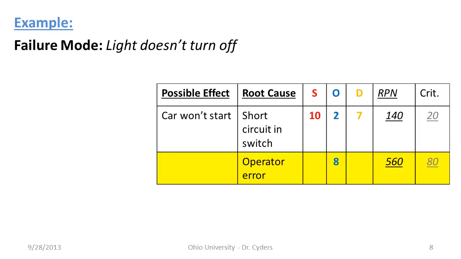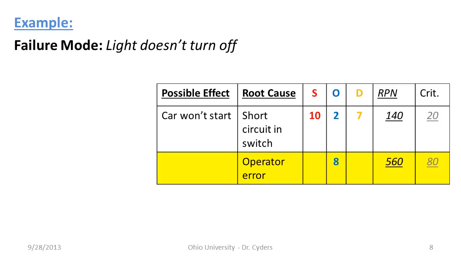So let's look at another failure mode. The light doesn't turn off. We've got a possible effect here for this failure mode. And there are probably many more, but let's just look at this one. The car won't start as a possible effect because we killed the battery. So we killed the battery. The root cause in one case might have been a short circuit in the switch, and in another case might have been operator error. In both cases, the severity is 10. You have rendered the car inoperable.